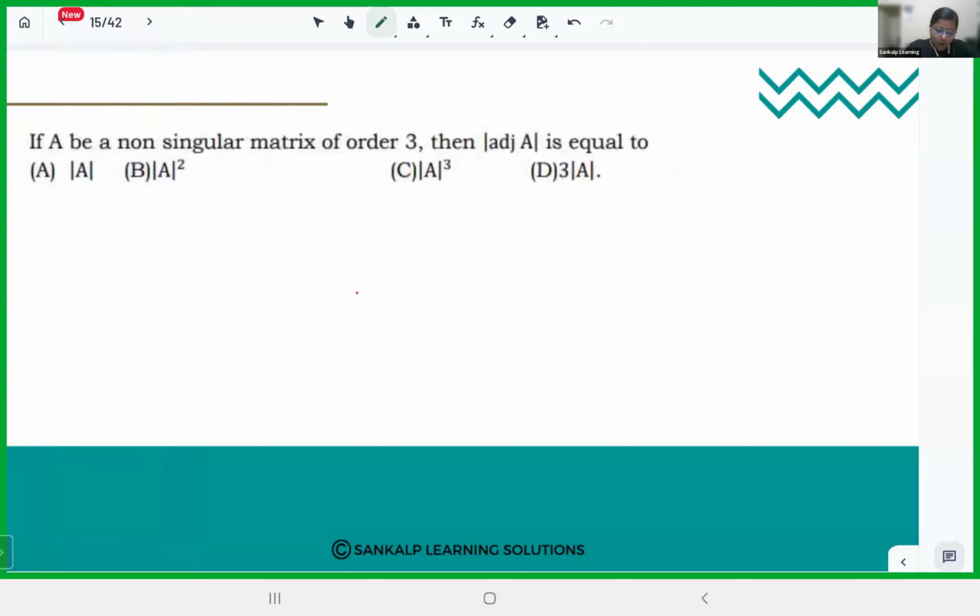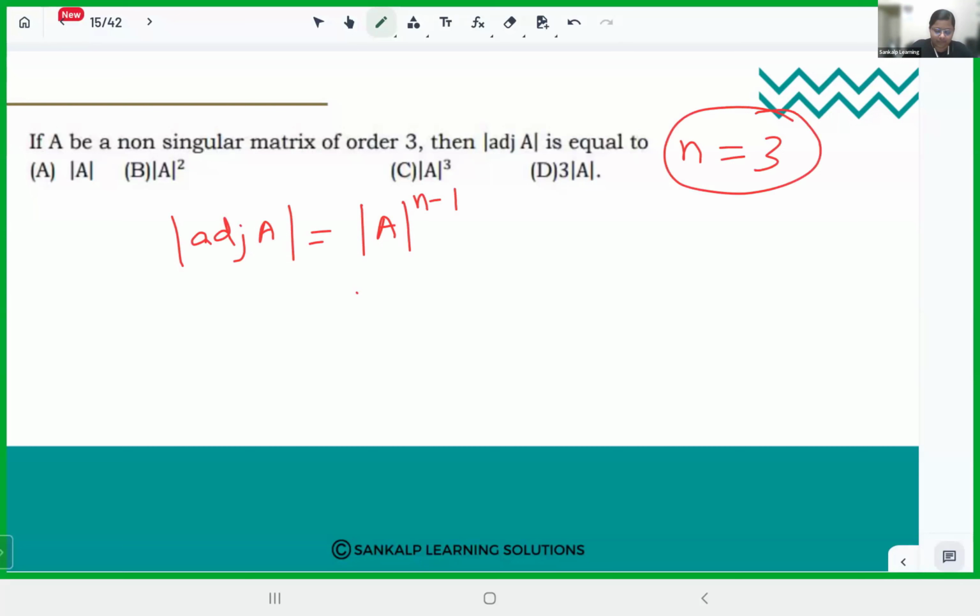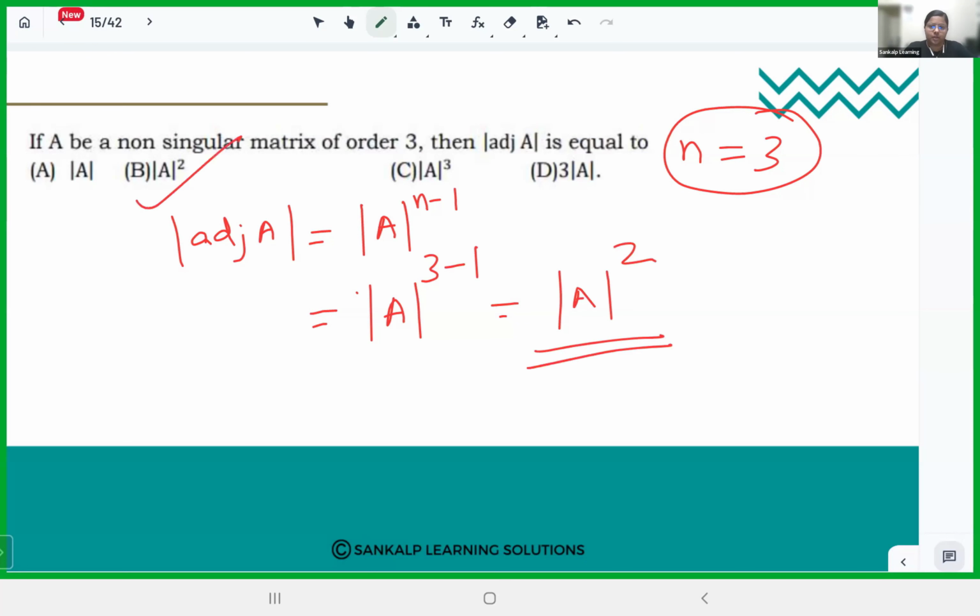A is a non-singular matrix of order 3. Then determinant of adj A is equal to, we have studied a property, determinant of adj A is equal to determinant of A power n minus 1. So this is a relation between determinant A and determinant of adj of that matrix. You are asked to find the determinant of adj A, and you are given that A is a matrix of order 3, which means n is equal to 3. So this is equal to determinant of A power 3 minus 1, which is determinant of A power 2. Which is the option? B option is right.